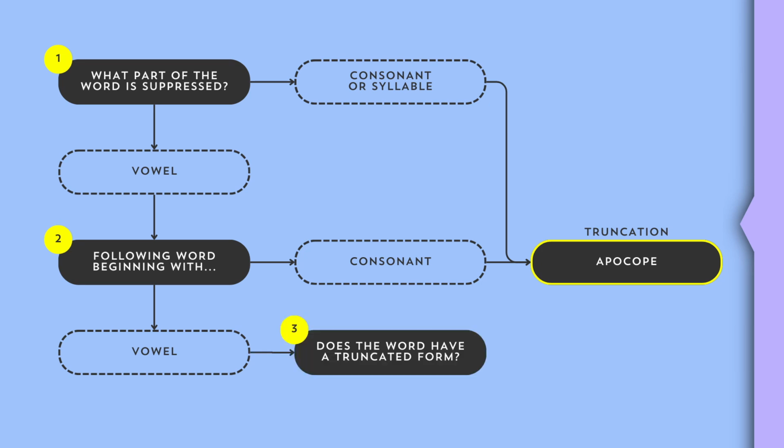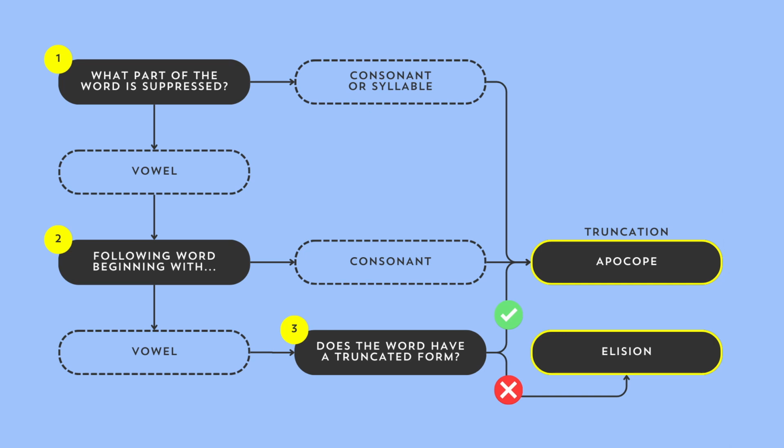So, step 3. We need to ask ourselves, does the word have a truncated form? If the answer is yes, then it's an apocope. But if the answer is no, then it's an elision, and we can finally put the apostrophe.